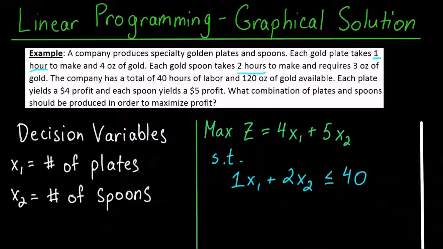Similarly, for the other constraint we have for gold, we require the plate to have 4 ounces of gold and the spoon to have 3 ounces. And in total, this can't exceed 120 ounces of gold. Our last constraint is somewhat implied. It's called the non-negativity constraint, and it's just so we make sure that we don't produce a negative amount of plates or spoons, which wouldn't make sense anyways. So we'll let x1 and x2 be greater than or equal to 0.